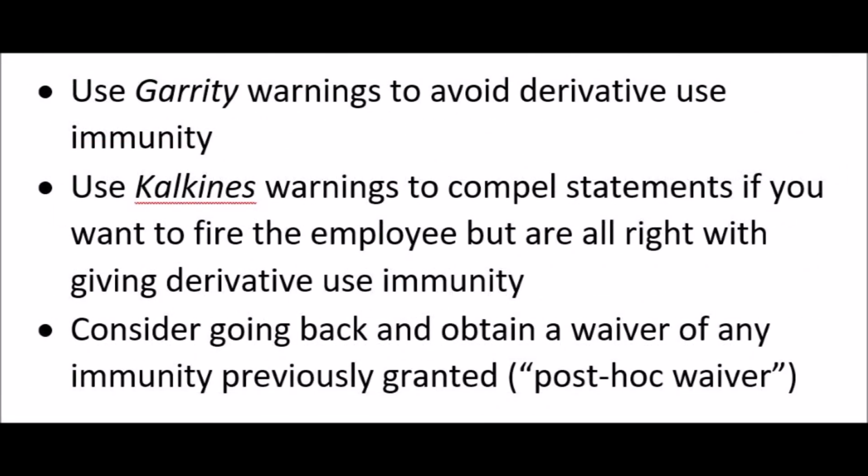So use Garrity warnings to avoid derivative use immunity problems, and Kalkines warnings to compel statements if you and the prosecutor are all right with giving derivative use immunity. Where derivative use immunity has been purposely or inadvertently granted, be aware that interviewers may go back and obtain a waiver of the immunity previously granted. This is called post hoc waiver.